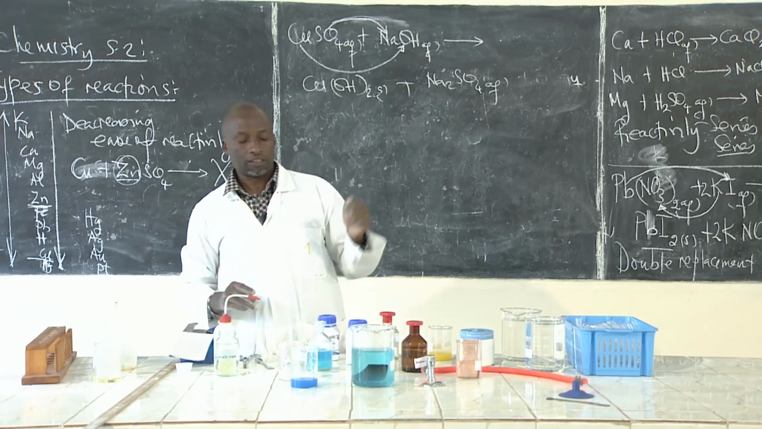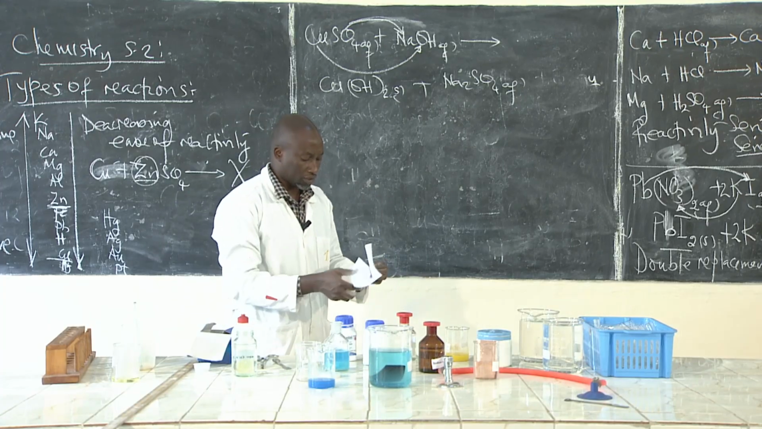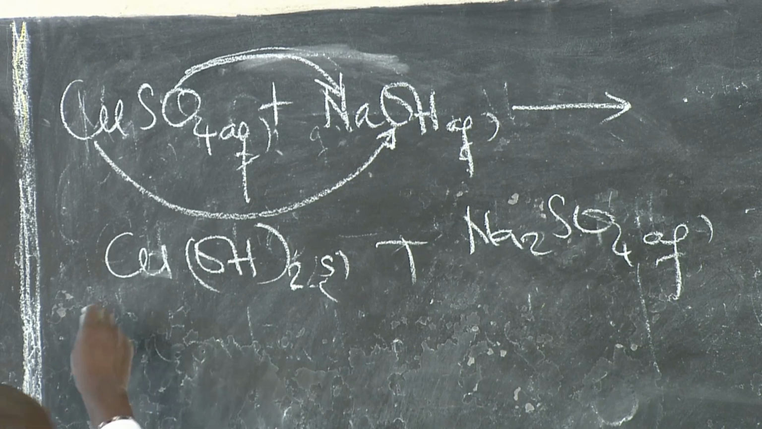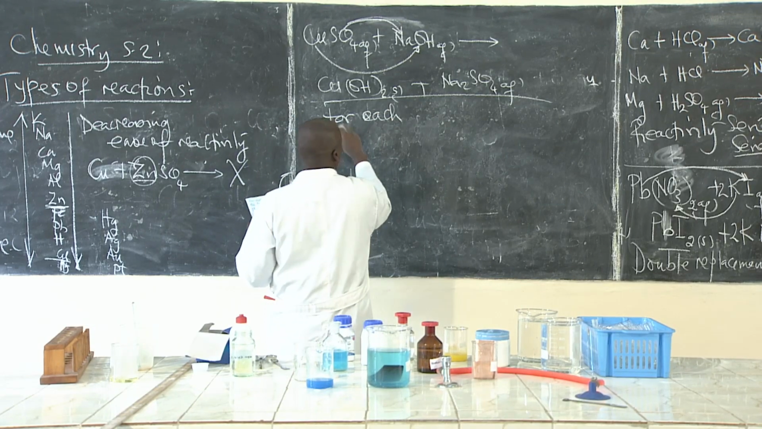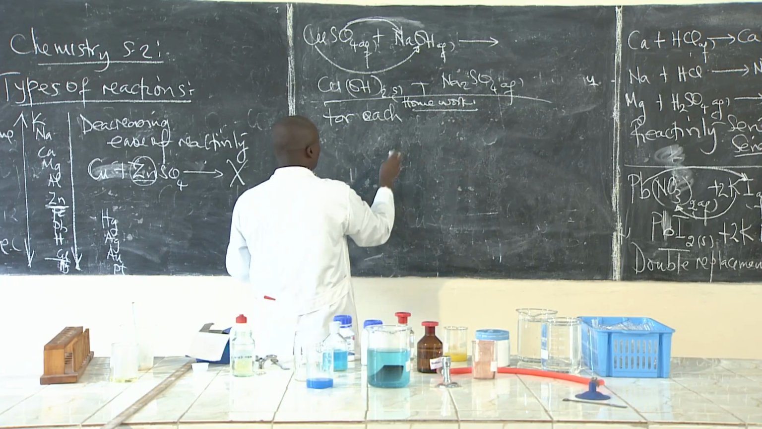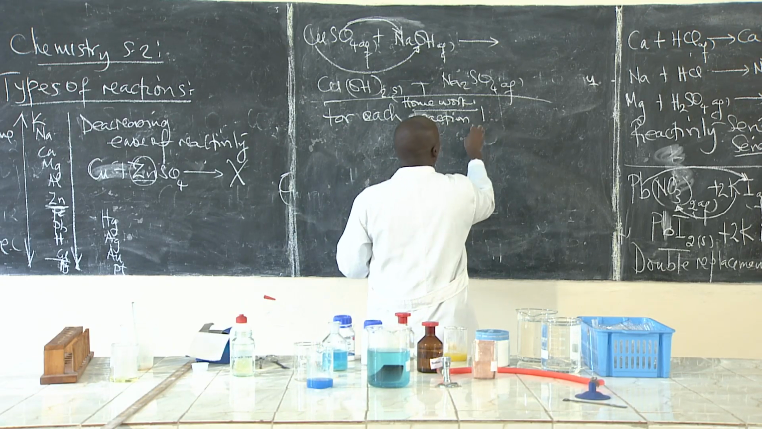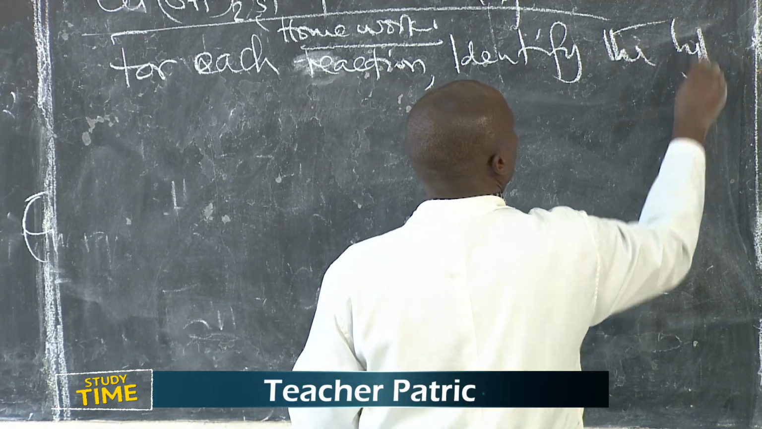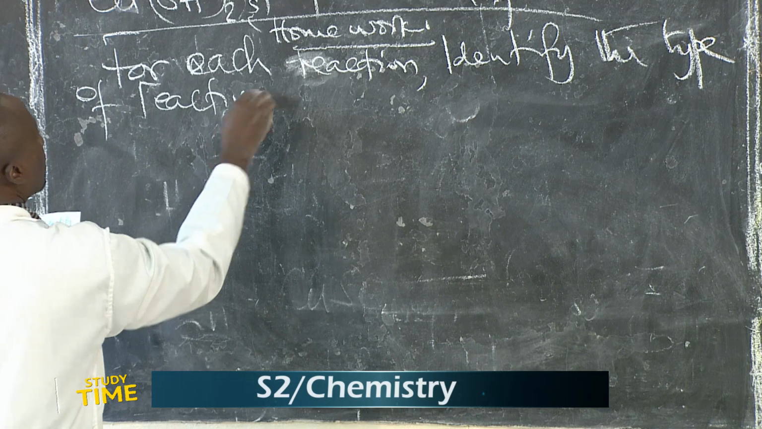So before we wind up anyway, let's have an example of some reactions. Then you'll be able to tell, just an exercise that will be homework for each. So please take note of this. This is homework. Just try to identify for each reaction the type of reaction taking place.